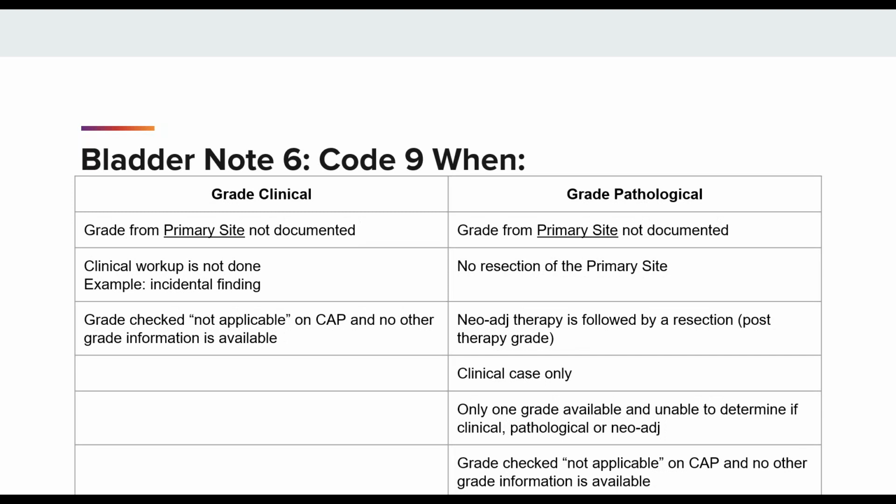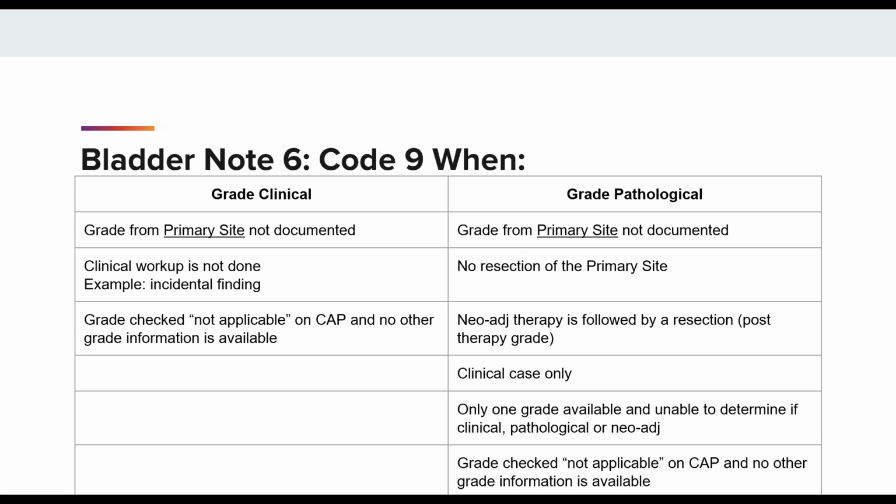The final note for grade clinical and grade pathological is one to code 9, or unknown. Both include to code 9 when the grade from the primary site is not documented. We should not use a grade listed for a metastatic site. The grade must be taken from the primary site. An unknown clinical grade would also be assigned if no clinical workup is performed, such as in an incidental finding.